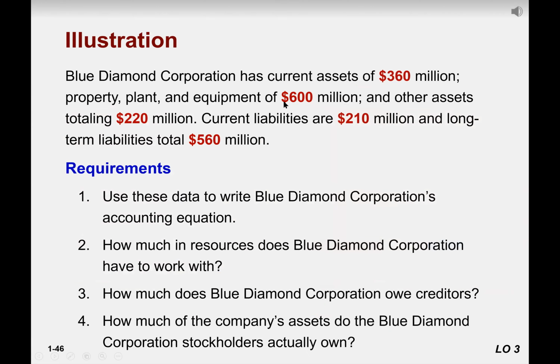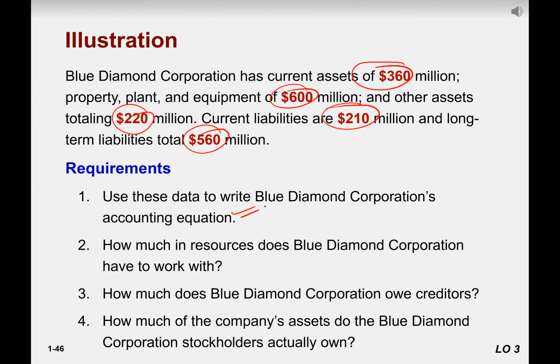Okay. Now comes the actual objective of today's lecture. That is, let's talk about this illustration. We don't have much time, otherwise we would do it in breakout rooms. So let's just do it together. We have Blue Diamond Corporation, which has current assets 360 million, property, plant and equipment 600 million, other assets 220 million. Current liabilities are 210, long-term liabilities are 560.